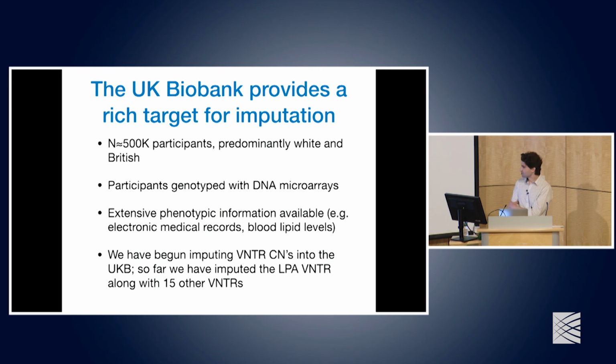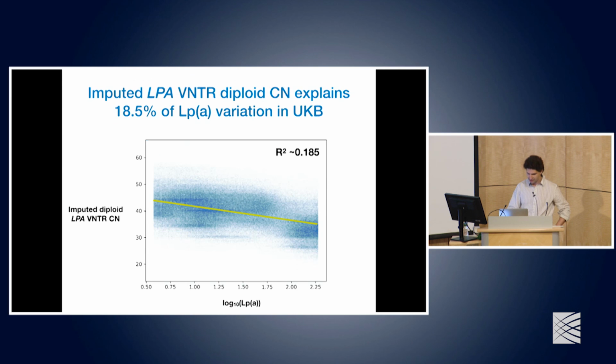So we've now begun to impute VNTR copy numbers into the UK Biobank. So far, we've imputed the LPA VNTR and 15 other VNTRs, which phasing was doing pretty well on. And so this is all kind of preliminary. I don't have much to tell you on this yet. We can revisit, because we have blood lipid levels and LPA VNTR copy numbers, we can revisit this correlation between LPA VNTR copy number and lipoprotein A.